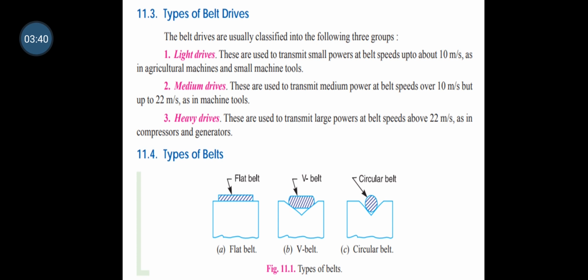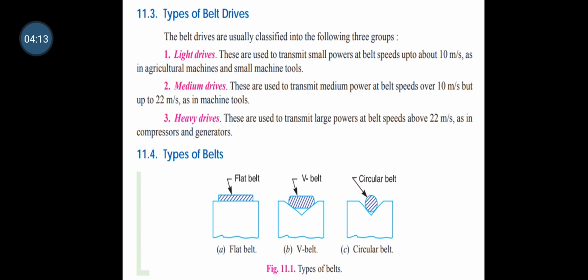Next is the types of belt. Mostly 3 types of belt: flat belt, V belt, circular belt. Flat belt is mostly used in factories and workshops, where a moderate amount of power is to be transmitted from one pulley to another when the 2 pulleys are not more than 8 meters apart for flat belt drive.